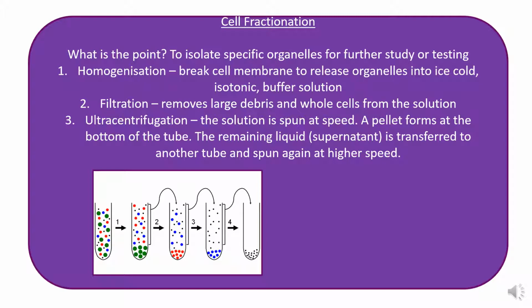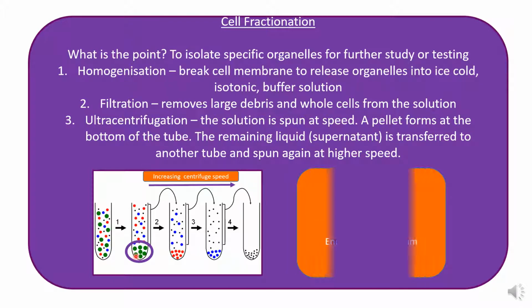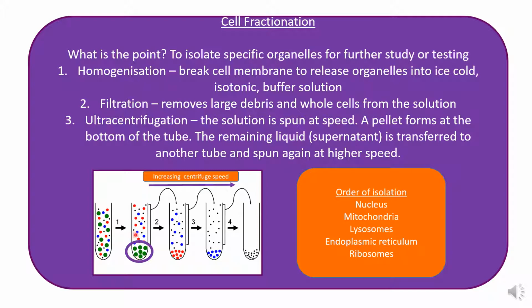And then finally, ultracentrifugation occurs, and that means that your solution is spun at a really high speed. Now, when you spin the solution at a high speed, you end up with a pellet forming at the bottom. So these green circles here represent the pellet that's formed at the bottom. Now, above that pellet, we have a liquid. So this here is called the supernatant, and this is representing the liquid. What we do is we take that liquid out and put it into a new tube, and we spin it at a higher speed. So you can see here this increasing speed of the centrifuge. So we spin it at a much higher speed, and then here we can see we've got another pellet.